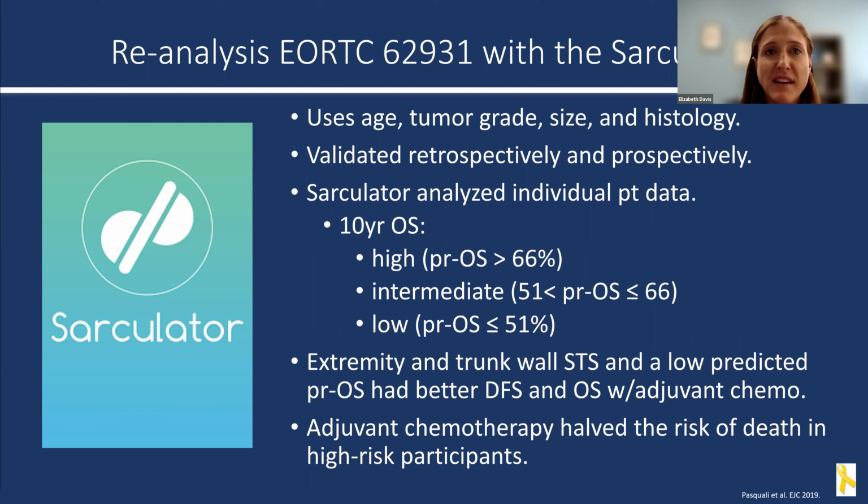And so they calculated predicted probability of overall survival using the Sarculator, and they grouped patients into 3 categories: high, intermediate, or low. And they found that patients with extremity and trunk wall soft tissue sarcoma and a low predicted overall survival had a better disease-free and overall survival when adjuvant chemotherapy was used. And they also found that adjuvant chemotherapy halved the risk of death in the high-risk participants. So this may reconcile some of the controversies and some of the disparate outcomes in prior adjuvant studies.